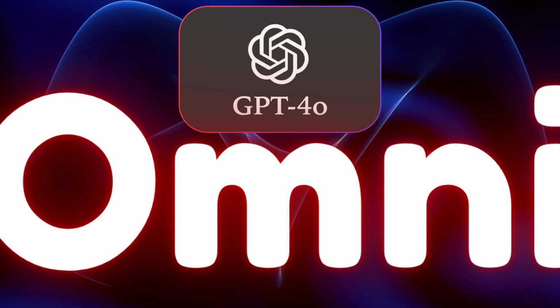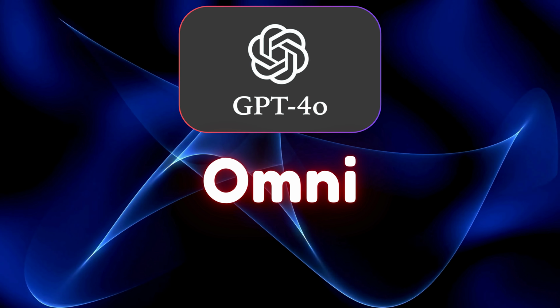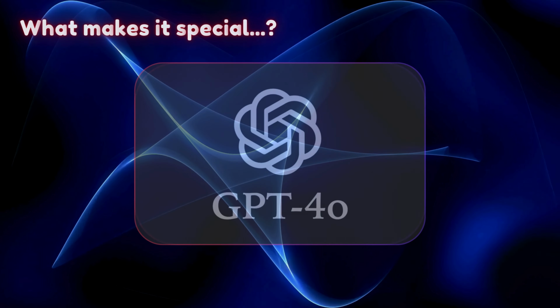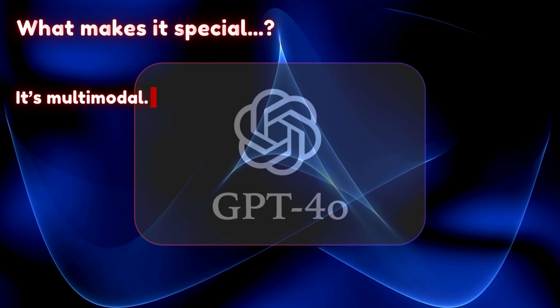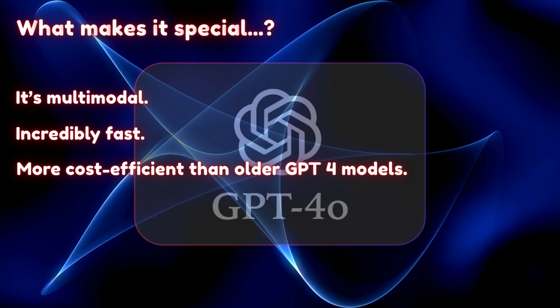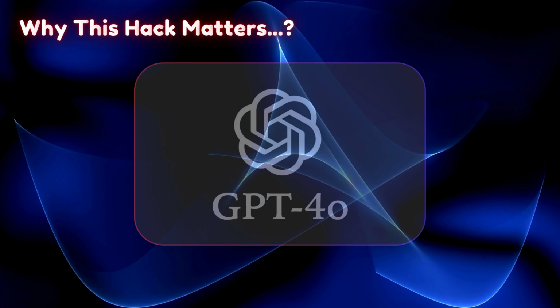GPT-4o, short for Omni, is the most powerful model currently available in ChatGPT. It's now the default for Plus users. What makes it special? It's multimodal, incredibly fast, and more cost-efficient than older GPT-4 models. Why this hack matters?